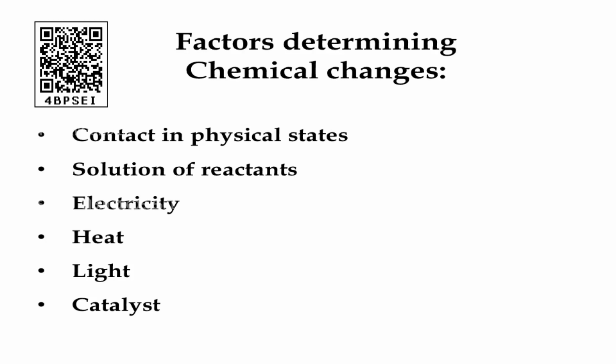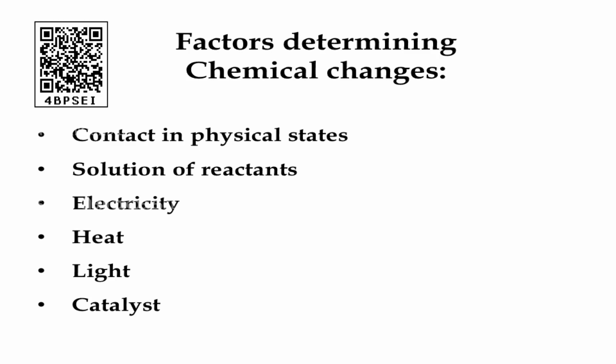Next, we will see the factors determining chemical changes. Students, chemical changes will not occur under all conditions. For a chemical change to take place, certain specific conditions are required. What are the conditions required? Listen, chemical changes can take place based on the following conditions. First is contact in physical states. Second, solution of reactants. Third, electricity. Fourth, heat. Fifth, light. And the last is the catalyst.